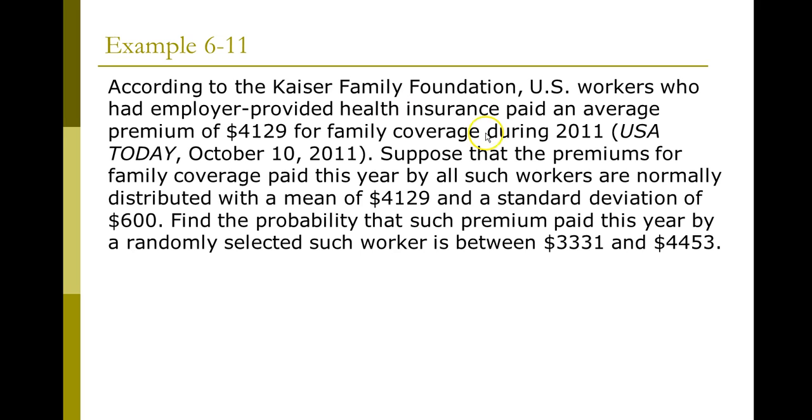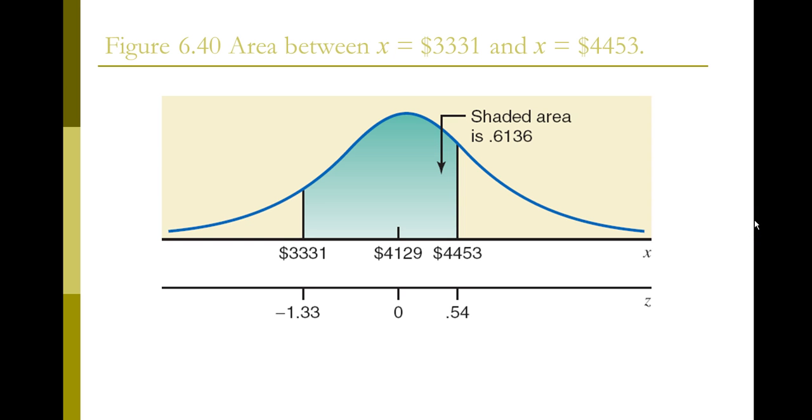So they say, suppose that the premiums for family coverage are normally distributed with a mean of 4129 and the standard deviation is 600. So it's not the standard normal distribution, it's a normal distribution with the center here and a standard deviation of this. Find the probability that such a premium paid this year by a randomly selected worker is between this and this. So what's the probability that when we randomly select someone, the premium that they have to pay is between here and here? So how do we do this?